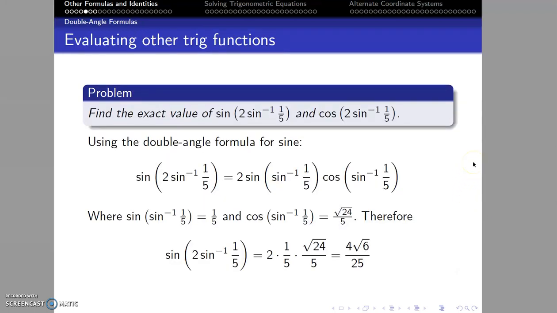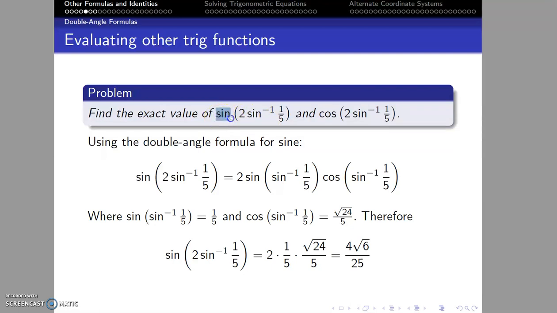And we use these forms to do a number of things. One thing we can do is, as we've been doing, use them to compute more and more exact values. Also, we can use them in proofs and identities, and I'll show you that in a second. But let's try and find the exact value of sine of 2 arcsine of 1/5.